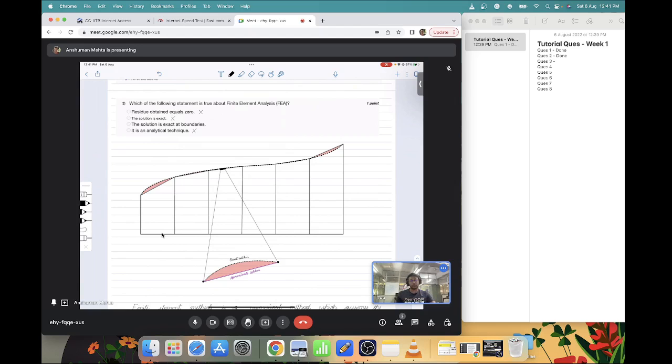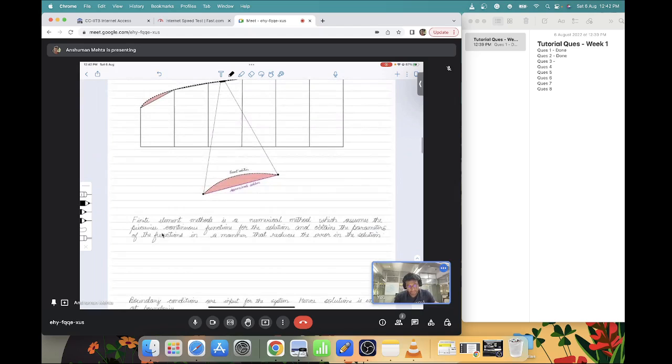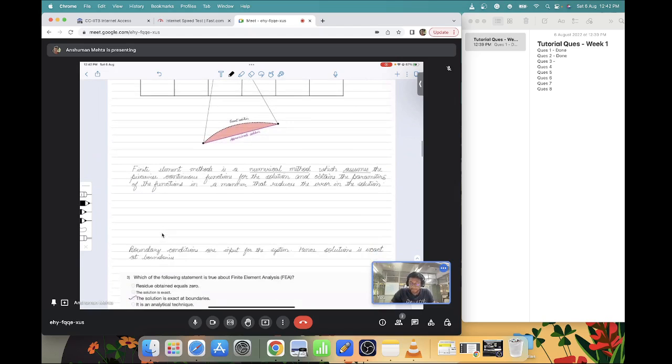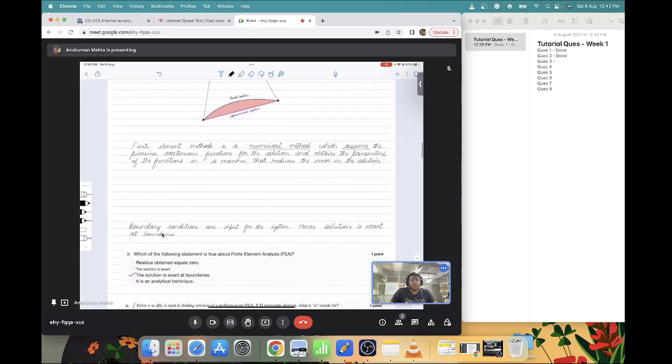From this question, we can understand the only correct option is that the solution is exact at the boundary. But what is the explanation of it? The finite element method is a numerical method. It's a tool that assumes a piecewise continuous function for the solution and obtains the parameters of the function in a manner that reduces the error in the solution. Boundary conditions are always input for the system and the solution is exact at the boundary.